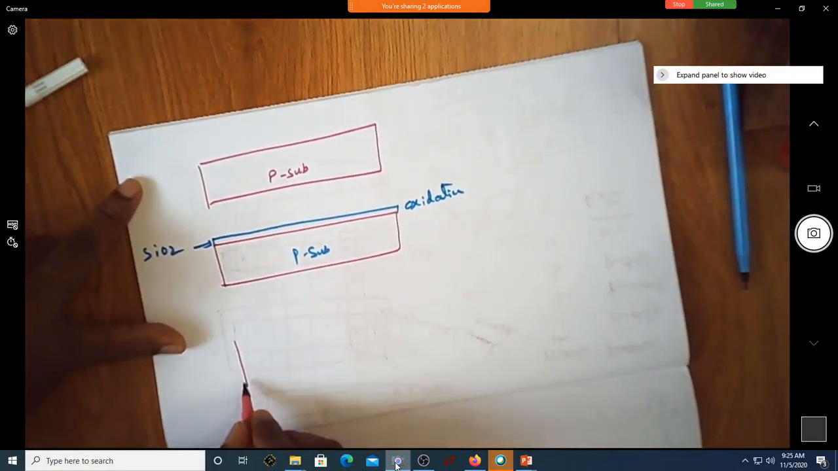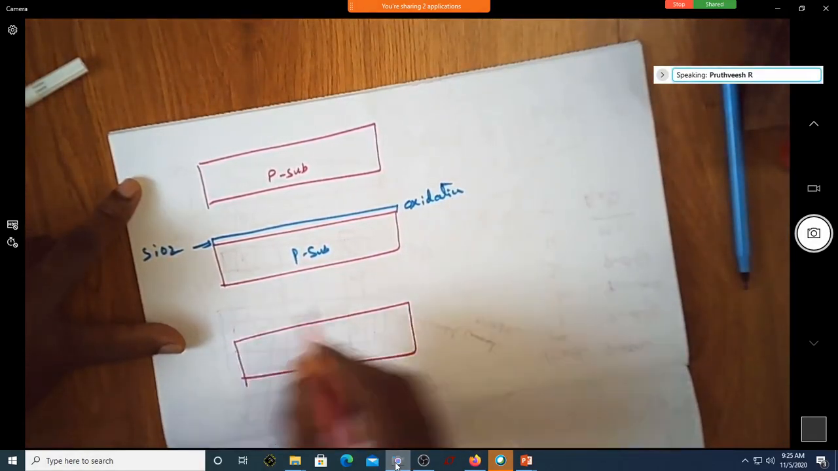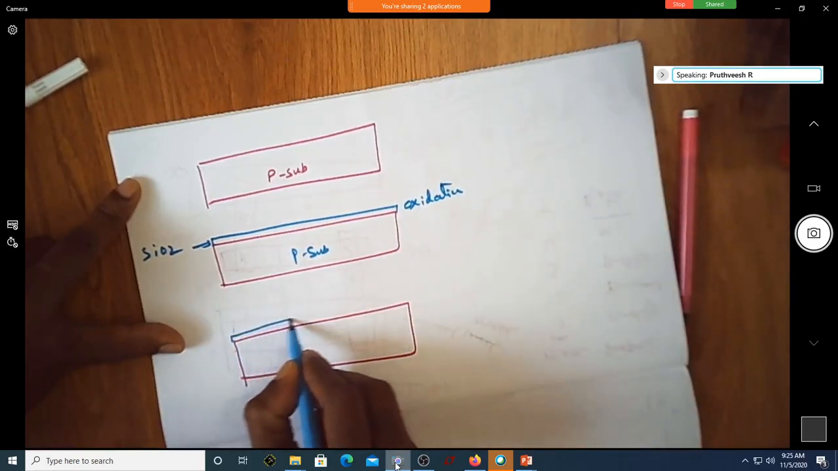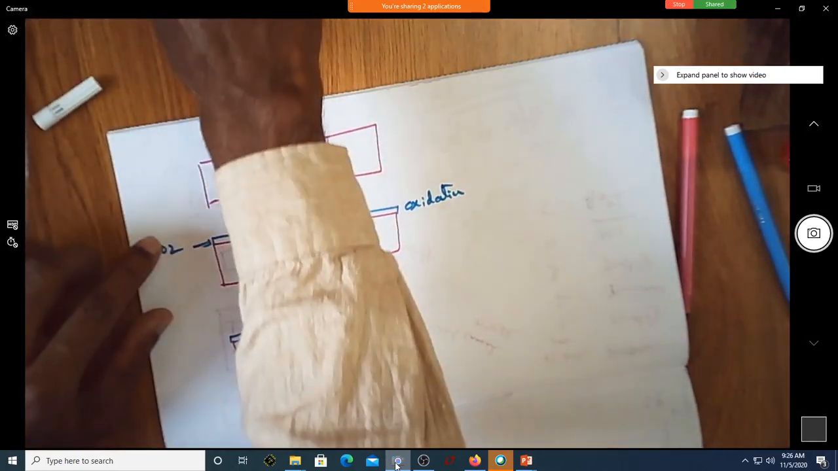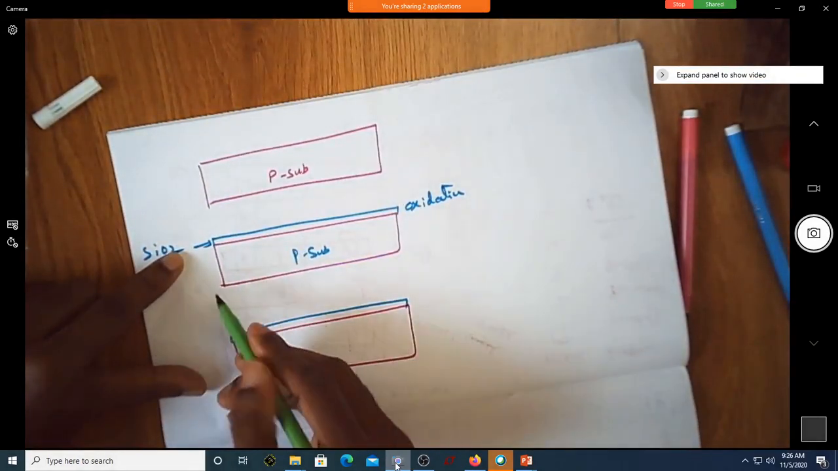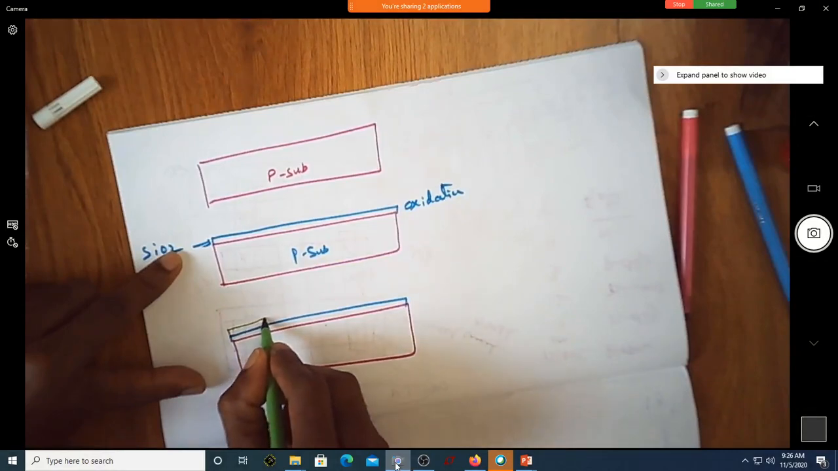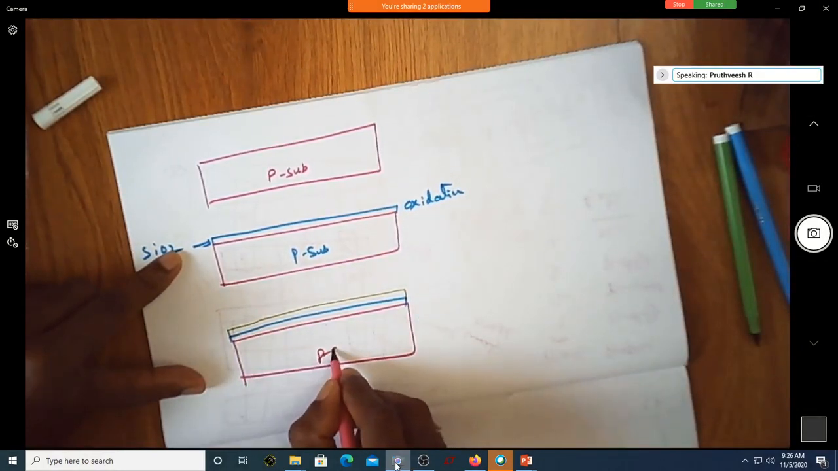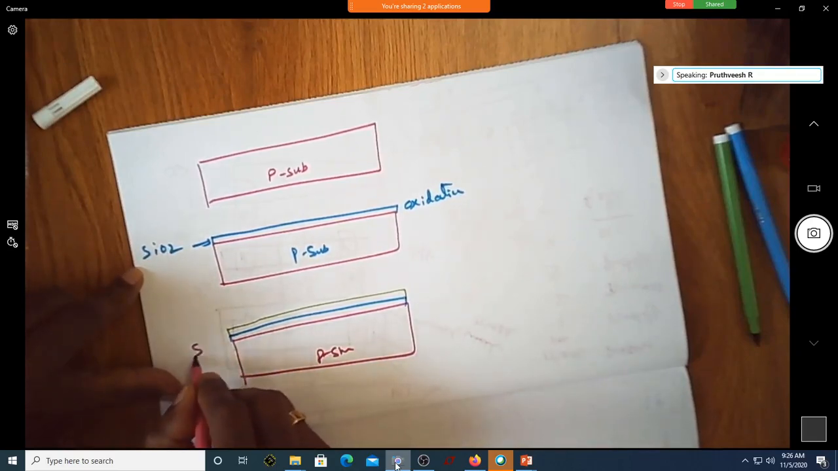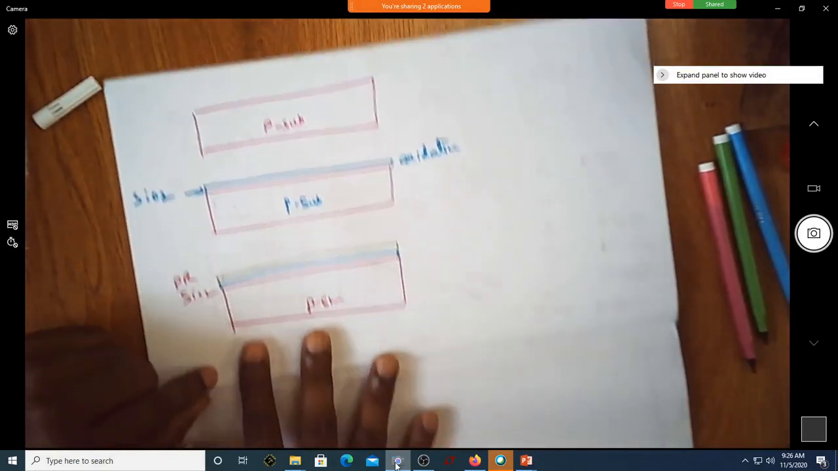Again, on the P substrate, this is your oxide layer. Then put, I have the liberty of using different colored chalk, the photoresist layer. This is the P substrate. This is SiO2. This is PR, the photoresist. Correct? Till this is done.